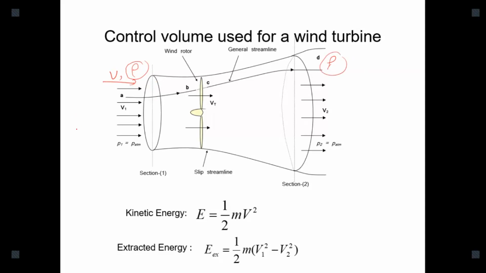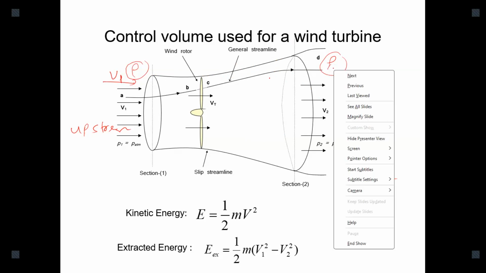We are calling this upstream and downstream. Here is the downstream. The density is constant. Then here the wind speed, this V1 and V2. Generally, V1 is higher than V2. That's the reason this envelope is becoming larger. Otherwise, it may not accommodate the higher volume at the back side. Density is equal, but wind speed is low.